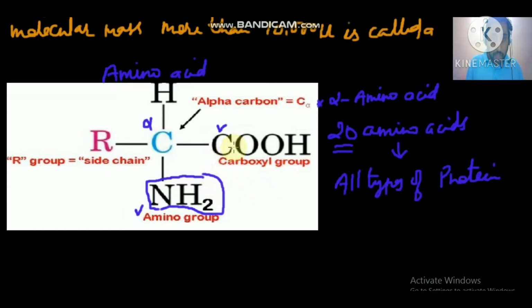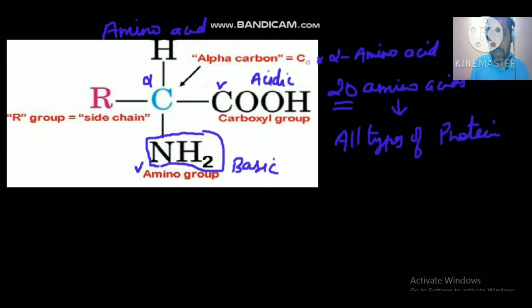Okay. Now see, on the basis of this carboxylic group, the amino acid is having acidic nature, and on the basis of this amino group, the amino acid is having basic nature. When both these are equal with each other, then the amino acid will be neutral. If basic group is more, then it will be the basic amino acid. If acidic groups are more, then the amino acid will be said as acidic amino acid.